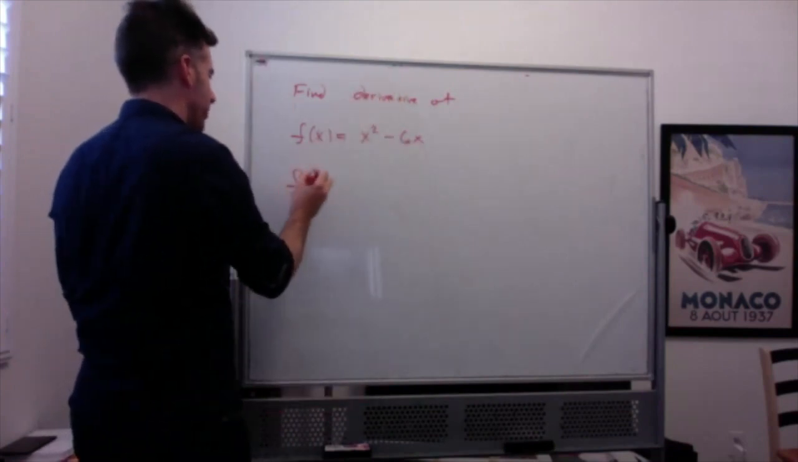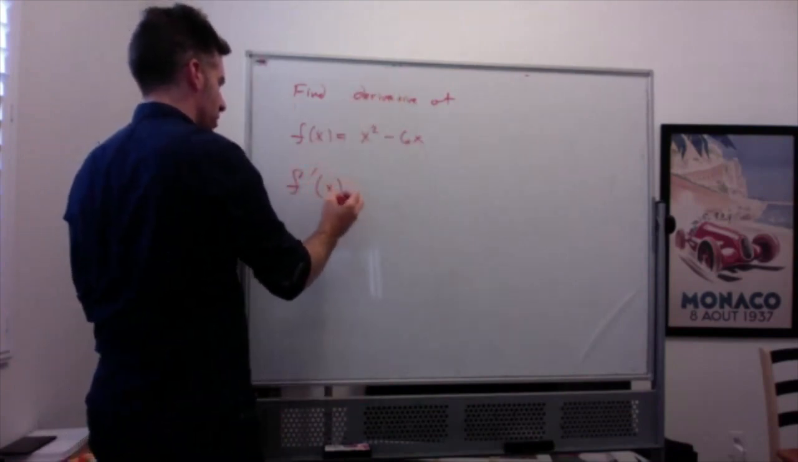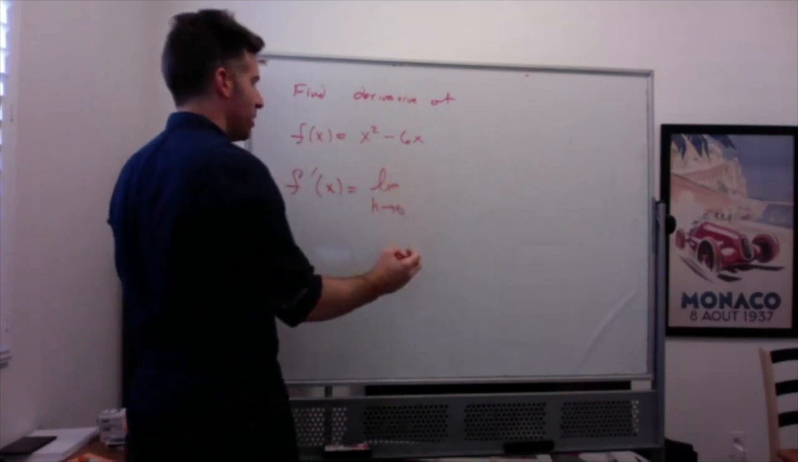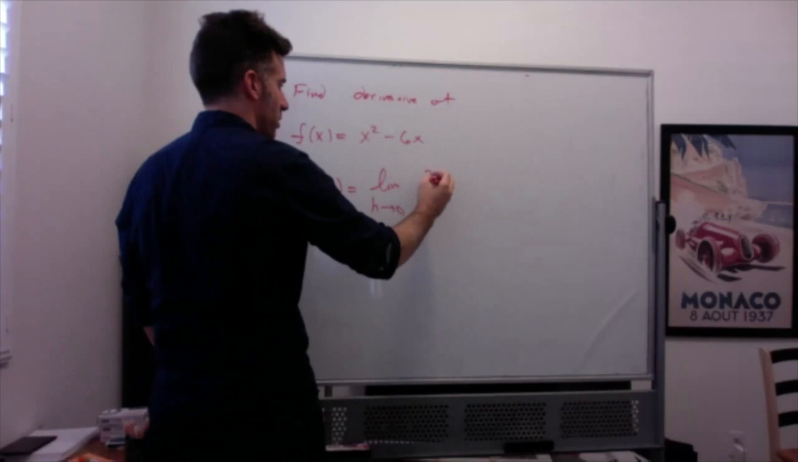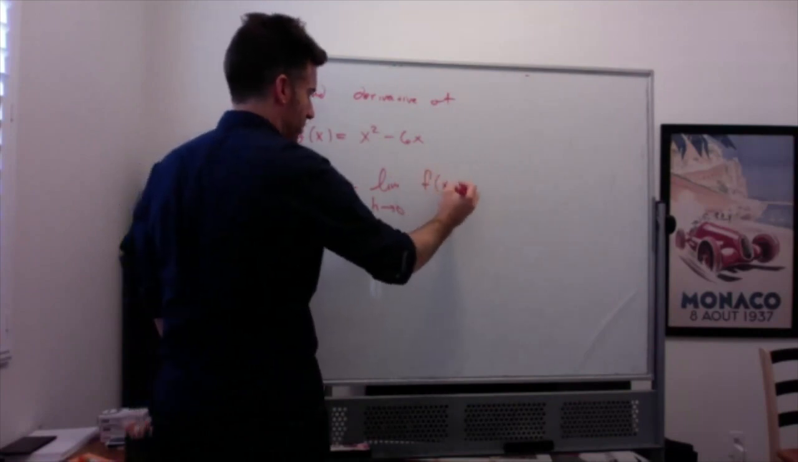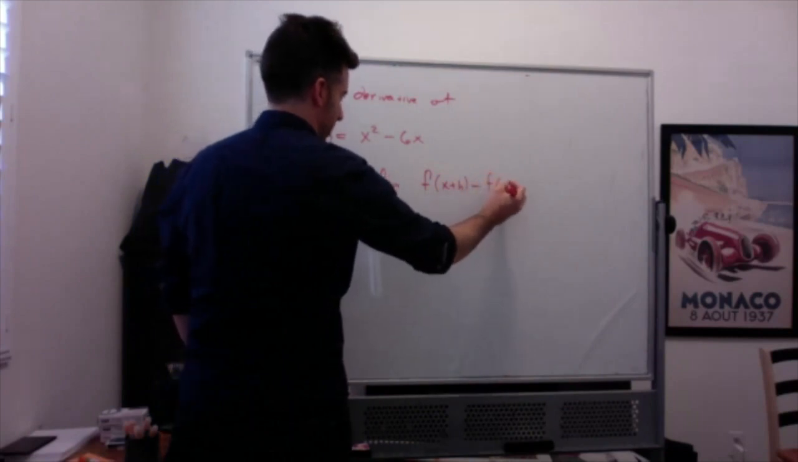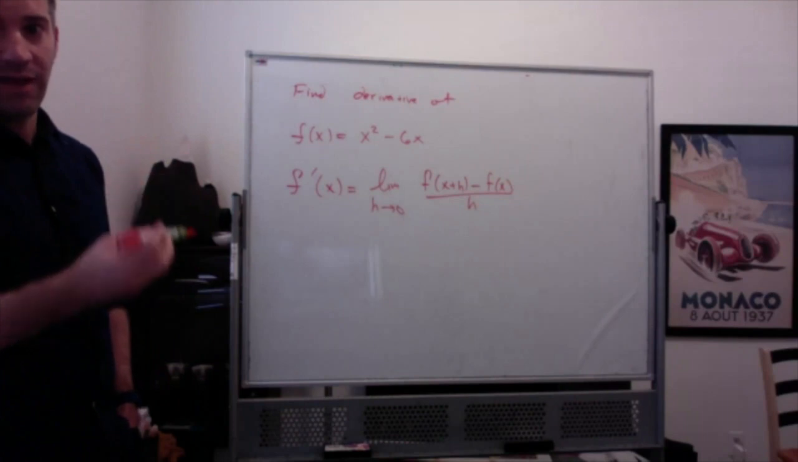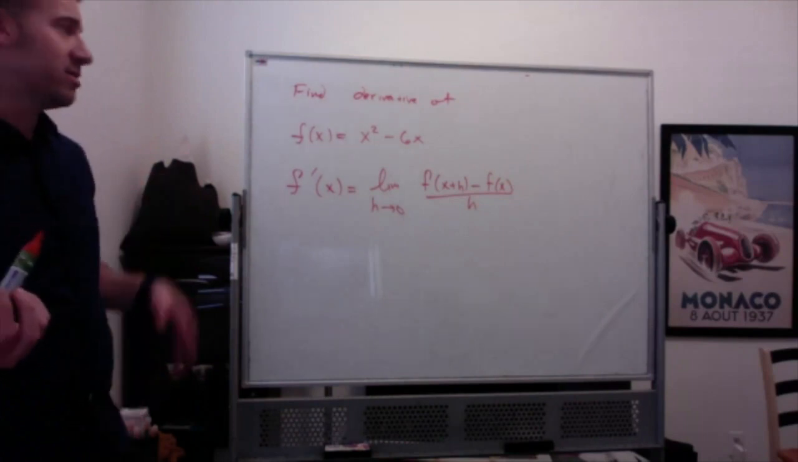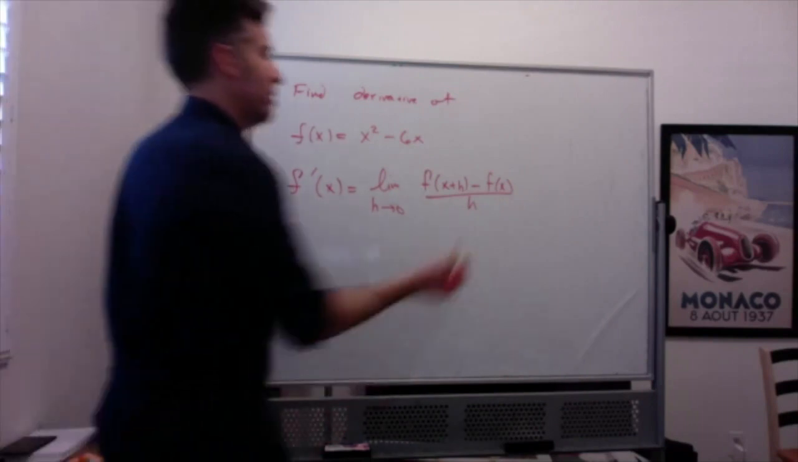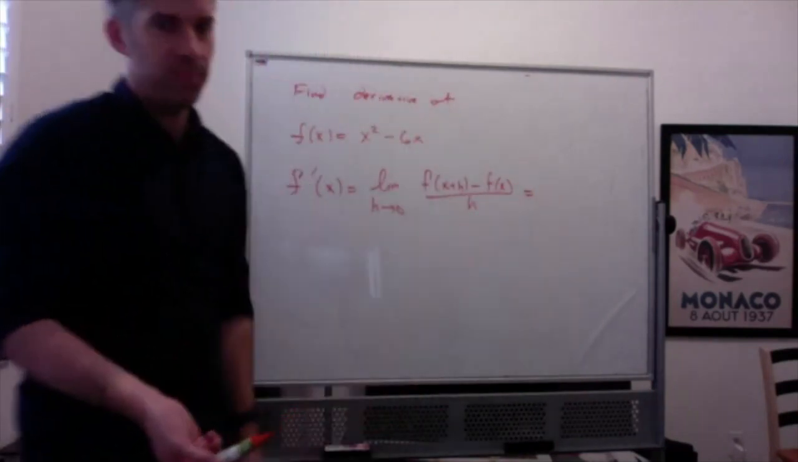So if I look at the derivative here, again, it's the limit as h goes to 0 of f of x plus h minus f of x all over h. I don't think you need to write this every time, but I'd like to write it so the person grading my work knows I know what I'm doing. But you can probably skip that step.